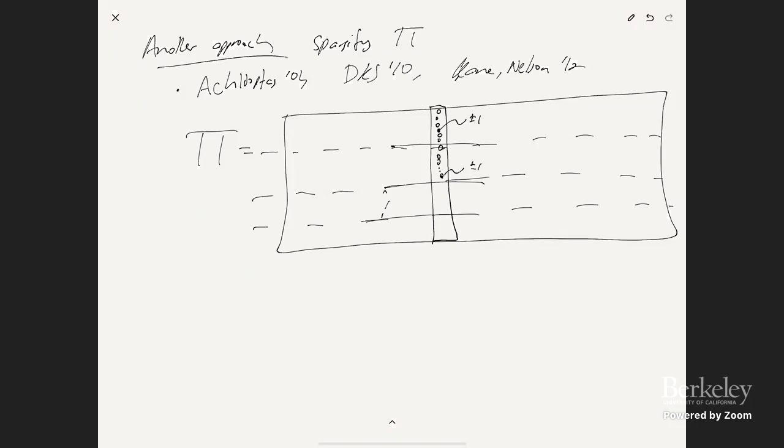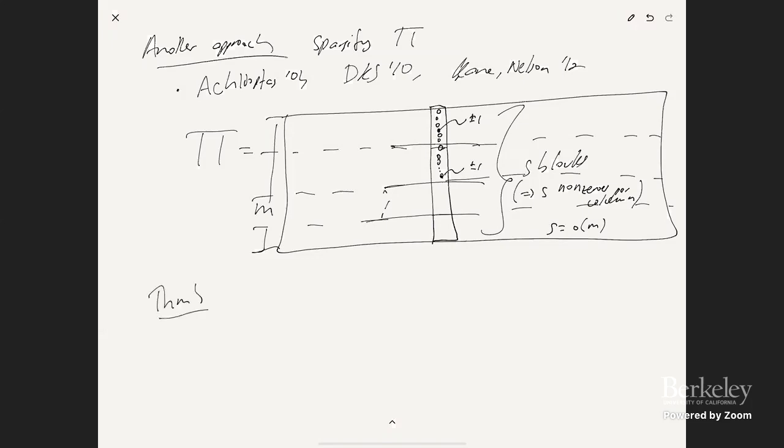Okay. So let's say we have S blocks, which means S non-zeros per column. And the total number of rows here is again M. We're going to shoot for S being a little lower than M. So we're actually going to get an asymptotically sparse matrix. And the theorem is that if you pick M to be 1/epsilon² log n, which is the JL bound, you can choose S to be only epsilon times M.